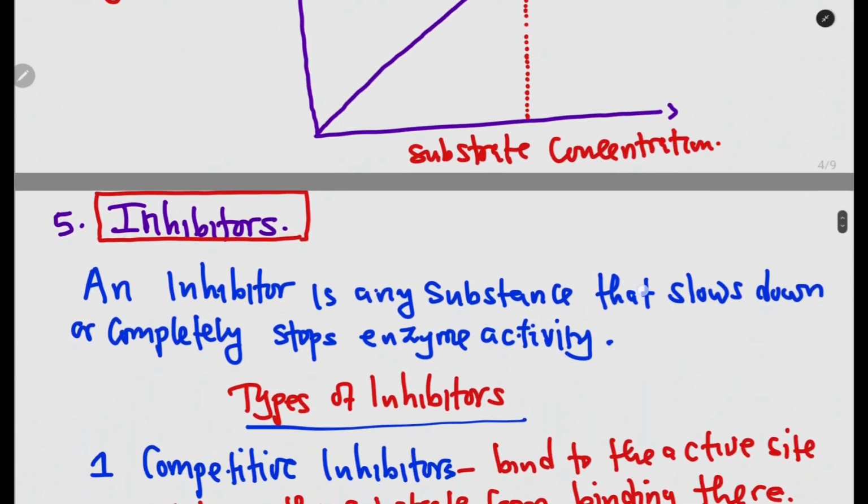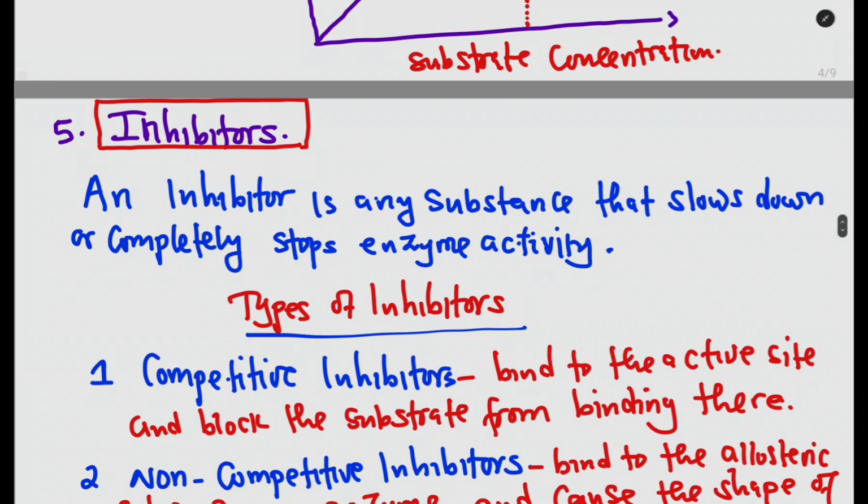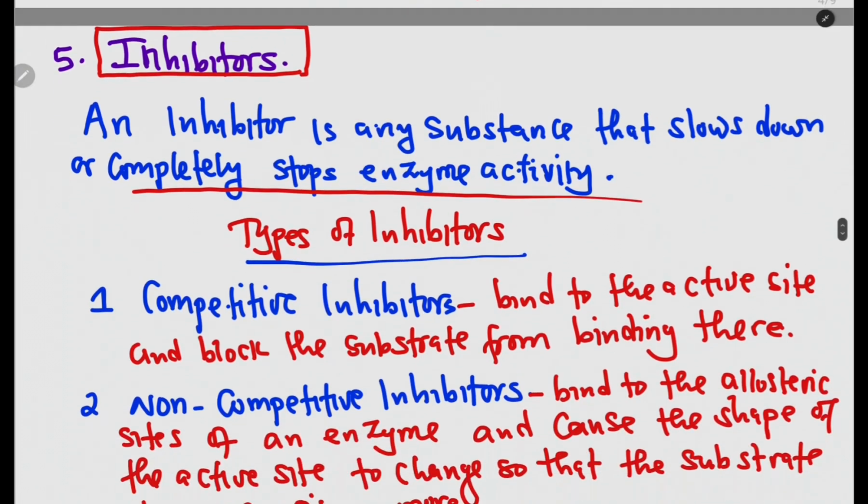Then the other factor that we can look at is inhibitors. An inhibitor is any chemical substance that slows down or completely stops enzyme activity. That is what we call an inhibitor. Since an inhibitor is any substance that slows down or completely stops enzyme activity, we can classify them into two: competitive inhibitors and non-competitive inhibitors.